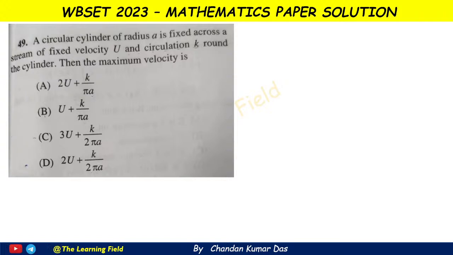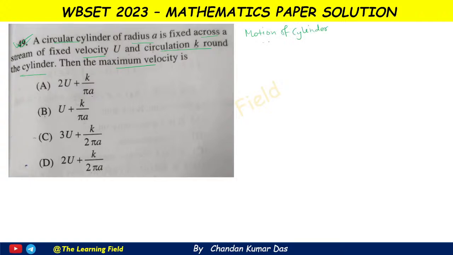Okay, so question number 49, which is again from fluid mechanics. The question says that a circular cylinder of radius a is fixed across a stream of a fixed velocity U and the circulation k around the cylinder. The maximum velocity is, so this is again a problem from fluid mechanics, and the chapter from which these questions are made is motion of cylinder.